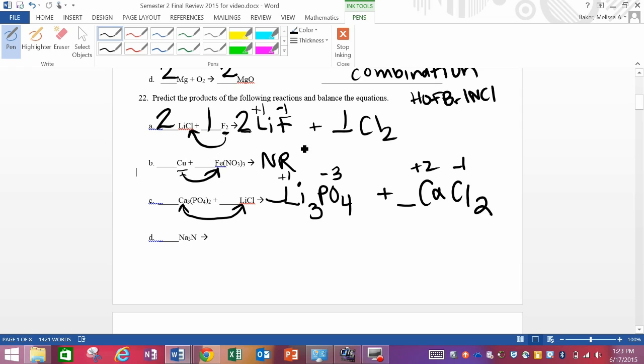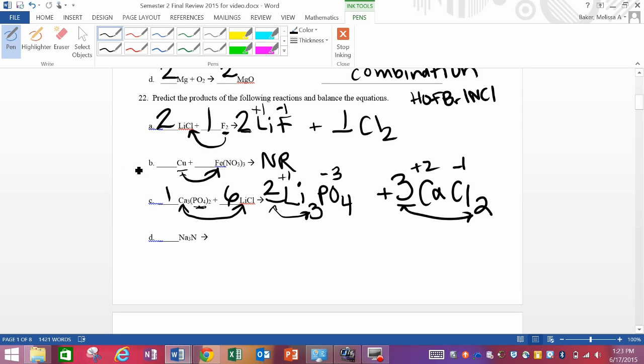Li3, Cl2. I'm going to start with the Ca's. Ca3, 3 Ca. PO4, 2. So we need a 2 to make it 2 PO4s here. Now 2 times 3 is 6. 3 times 2 is 6. So we need a 6 in front of the LiCl.